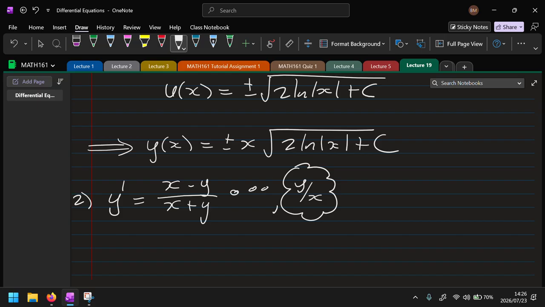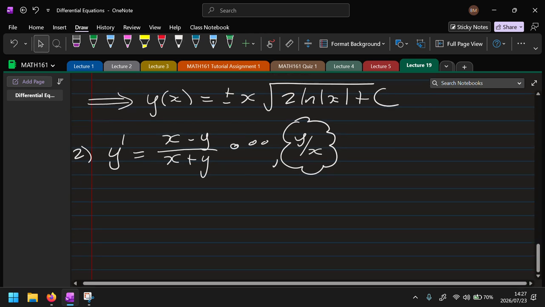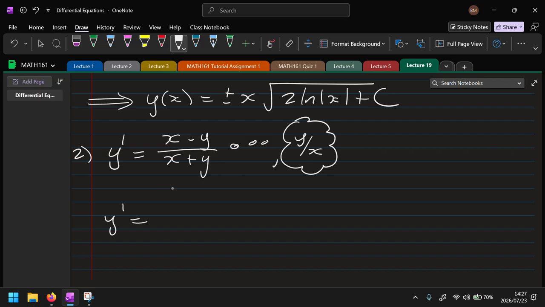Yeah, think about it. We're going to divide the top and bottom by x, because we got y over there. We want y over x, so we're just going to divide by x. So here we have y prime. So we're going to have a fraction over a fraction. So we have x minus y over x for the top fraction, and then x plus y over x for the bottom fraction.